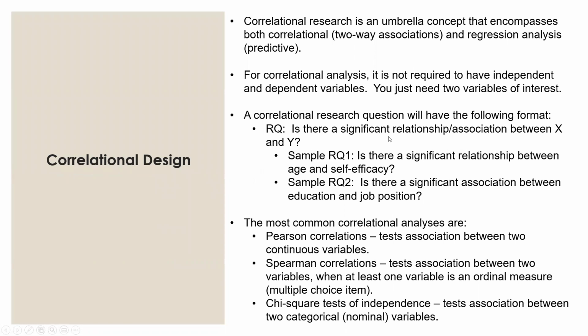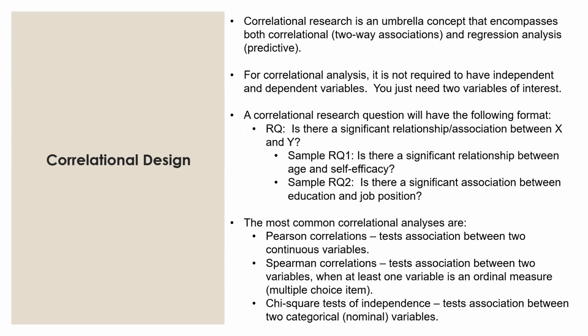The next design is a correlational design. So it's a little complicated with the nomenclature. A correlational design is actually an umbrella concept that branches off into two possibilities. You can have correlational analyses, or you can have regression analyses. Correlational analyses are looking at two-way associations. You don't necessarily need to have an independent or dependent variable. You just need two variables of interest.